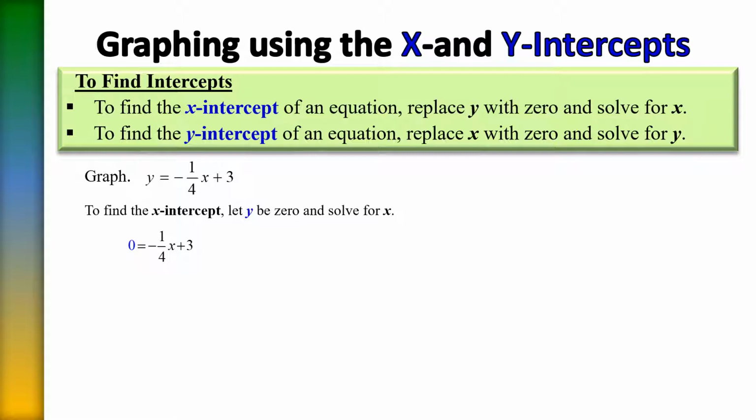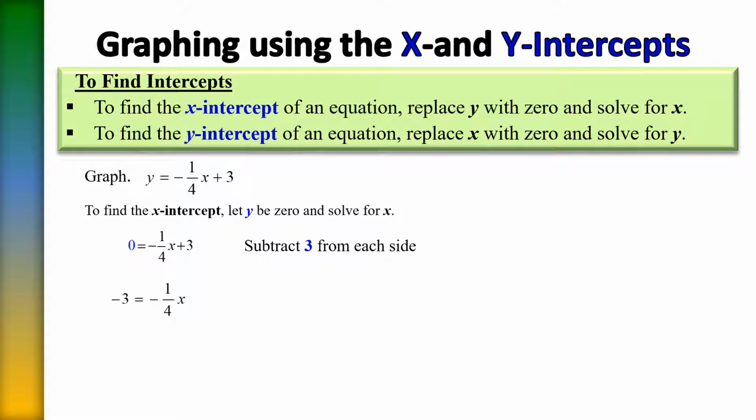So if you said get rid of that 3, you're absolutely correct. We need to remove this positive 3. And how do we get rid of positive 3? We have to do the opposite, which is subtract 3. So the first step is to subtract 3 from each side. My next step then is to clear the fraction. And recall that if you want to clear the fraction, you take the denominator and you multiply both sides by the denominator.